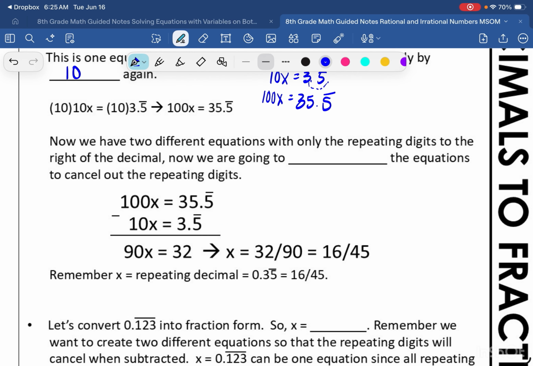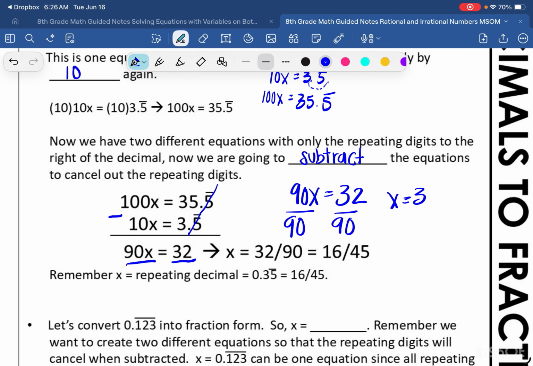Now we are going to subtract the equations. That will cancel out the repeating digits. So if I take 100x equals this and minus 10x, so if I subtract these digits, these will cancel. And I will just get 35 minus 3, which is 32. 100x minus 10x is 90x. So 90x equals 32. I'm going to divide each side by 90, and I get x equals 32 divided by 90. And if I were to simplify that, I can divide both of those by 2. I get 16 over 45.